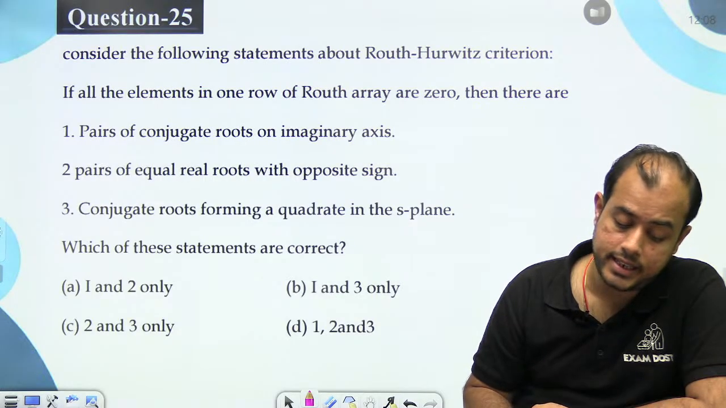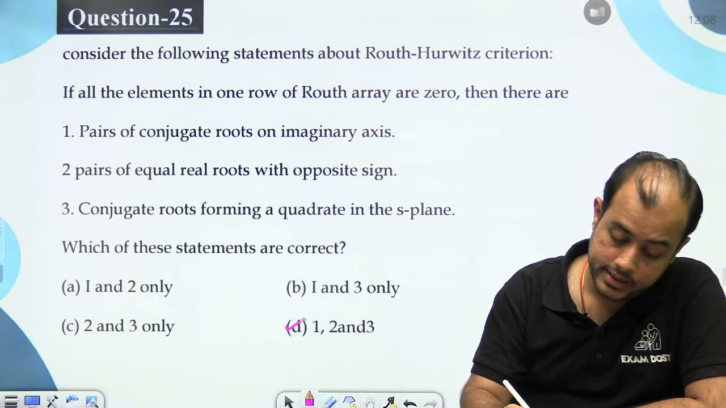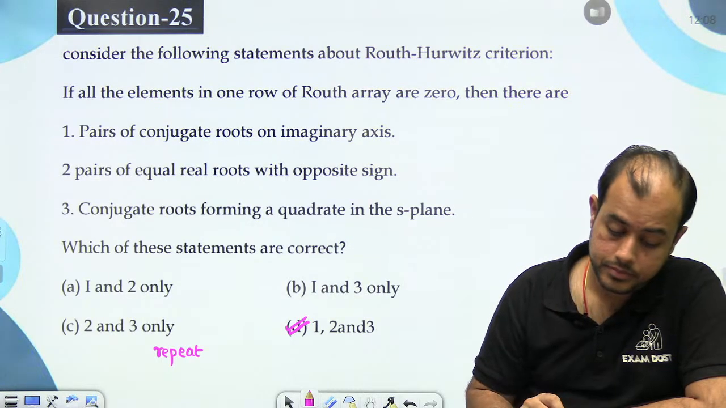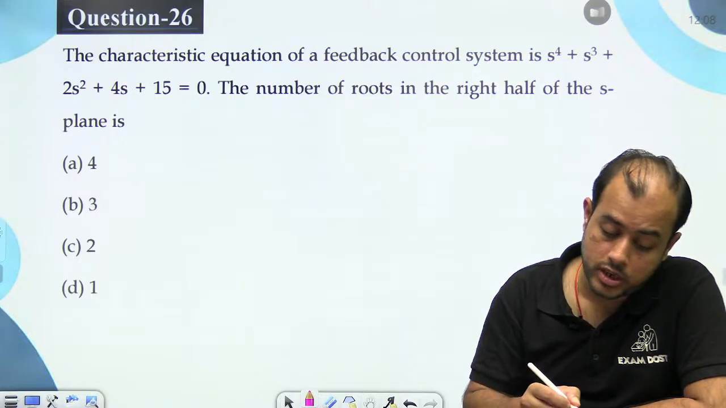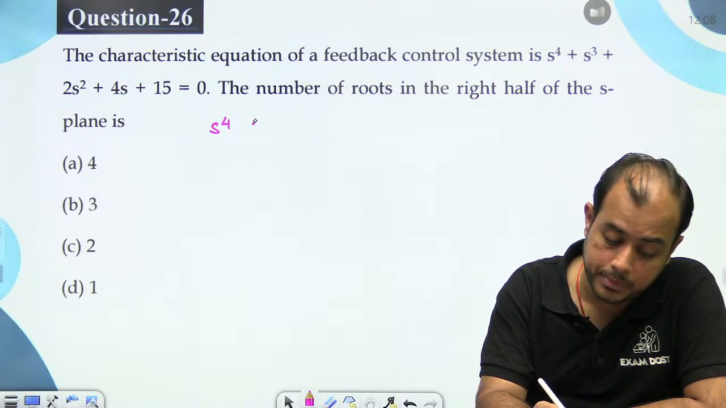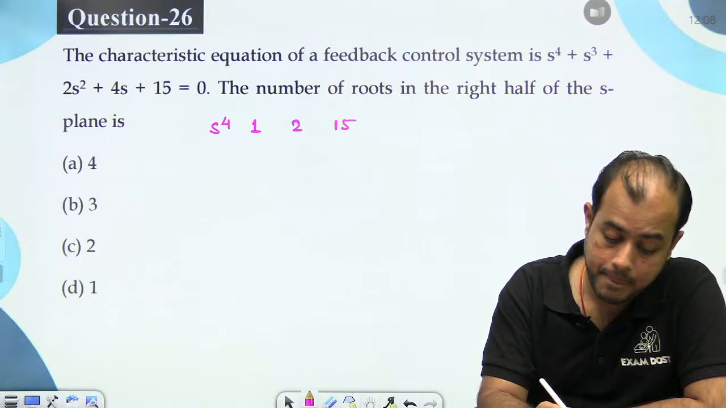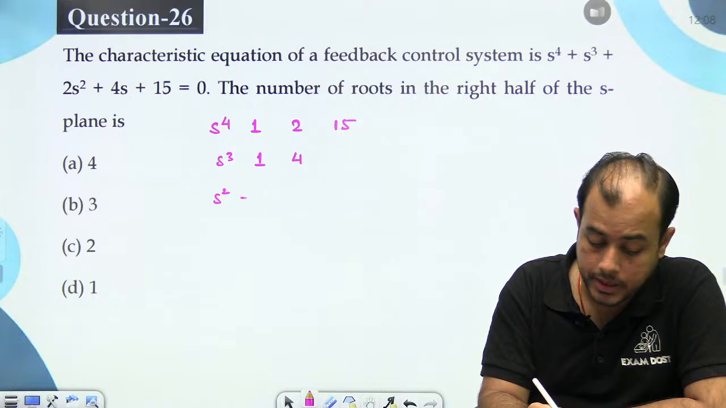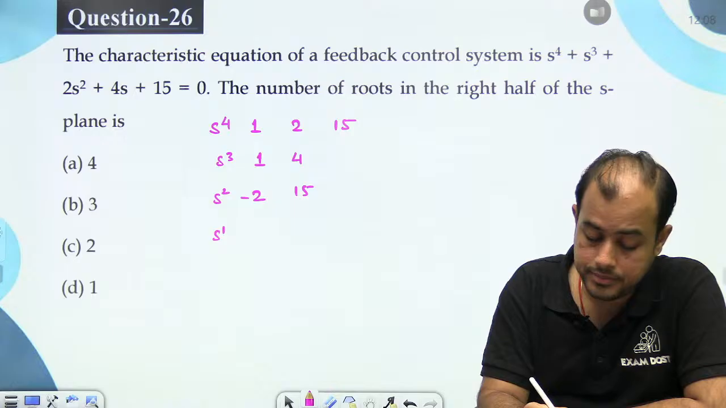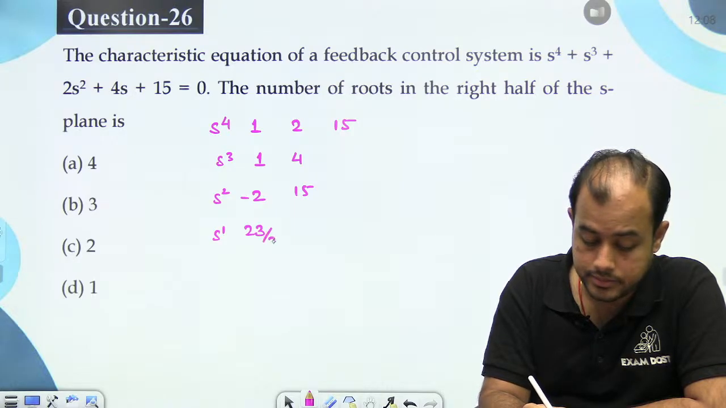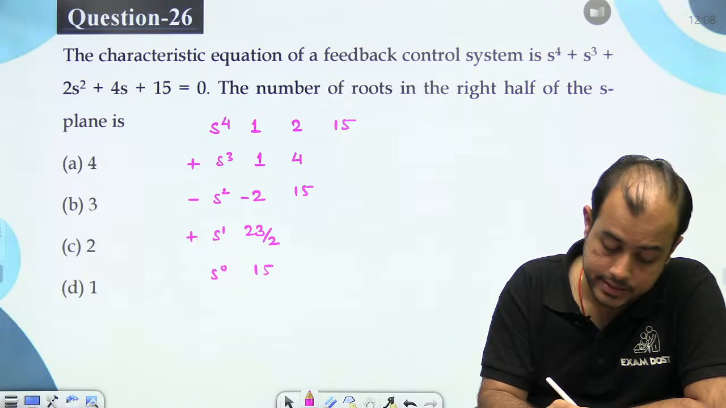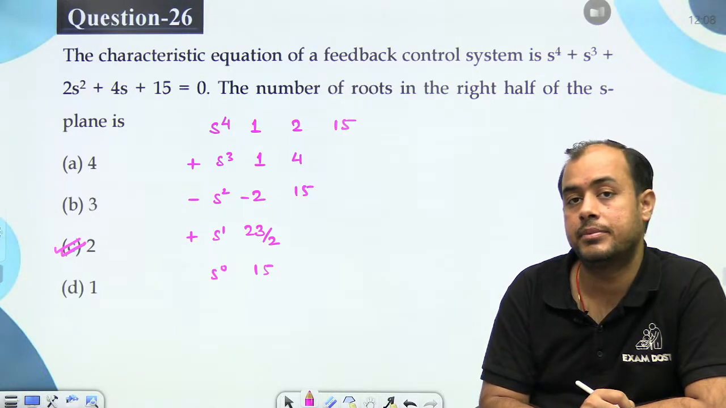ESE 2013. Repeated. ये क्वेश्चन हम देख चुके. ESE 2014, number of roots in the right half. Apply Routh criteria. 2, minus 4, minus 2, minus 8, minus 15, minus 23. Two sign changes, so two roots in the right half plane.